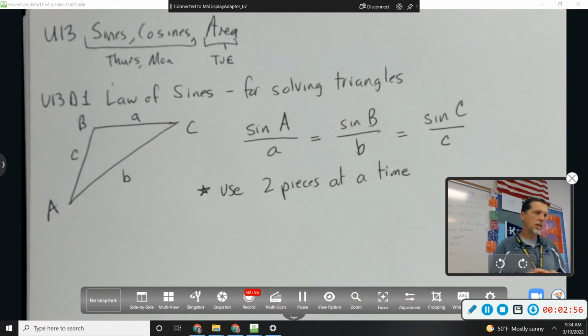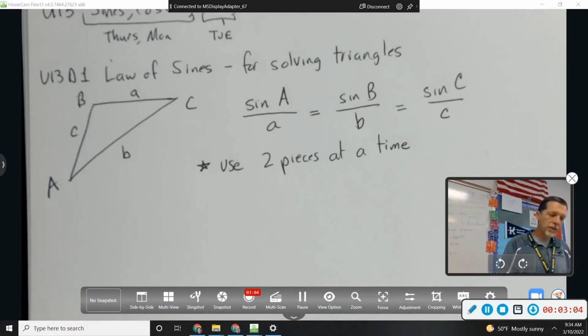So this one's going to be letter specific, like the capital and lowercase. Yes, capital and lowercase makes a big difference on this one. Capital letters are the angles, lowercase letters are the sides.